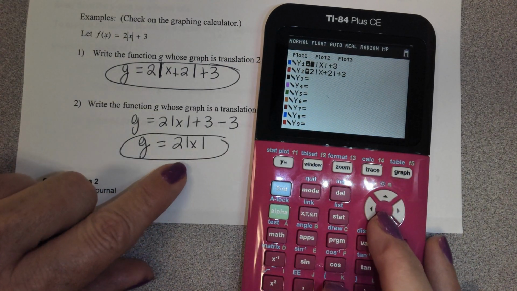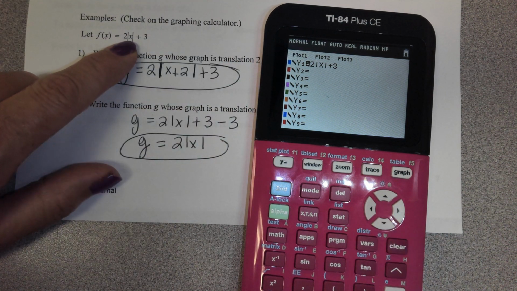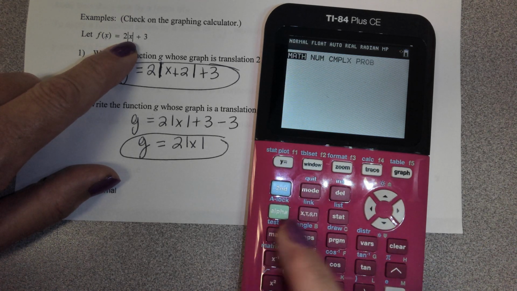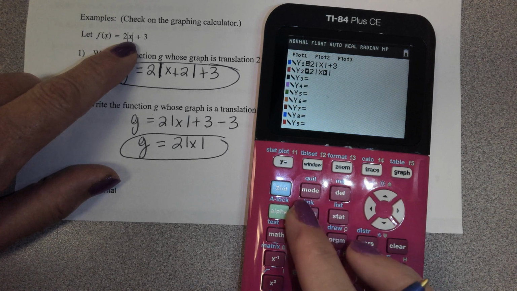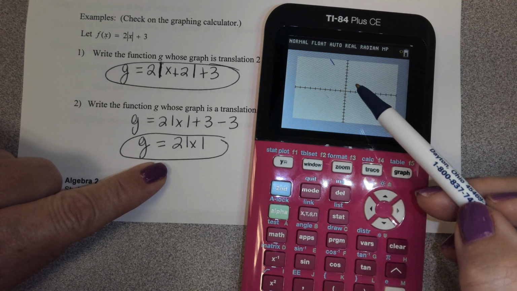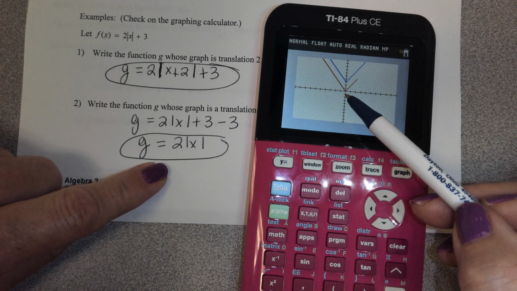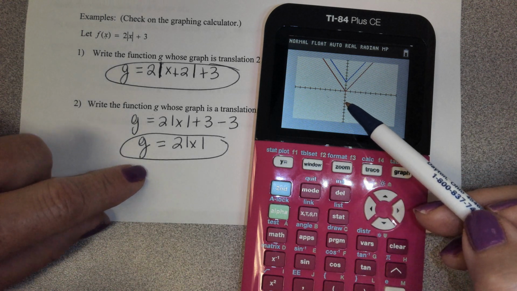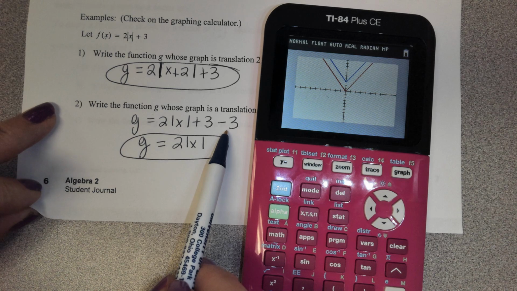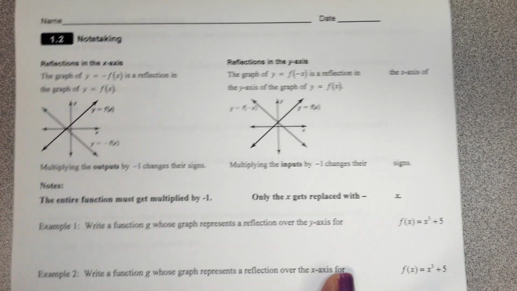So here's my new function that should take it down 3. I want to keep that there because that was my original. Put in this new one, just 2 absolute value of x. That's my new one. I'm going to hit graph. Here's the original. Here's the new one. And can you see that that's just shifted that graph 3 units down by subtracting 3 at the end of that? All right. Moving on to reflections.